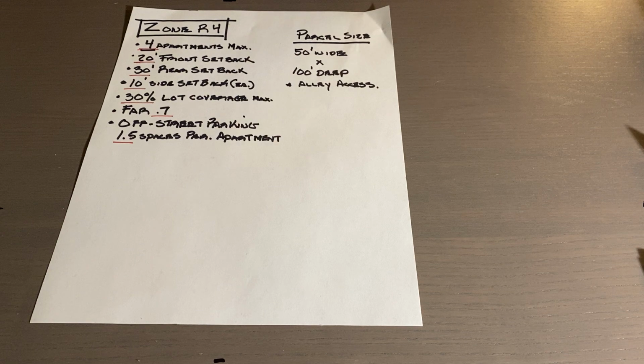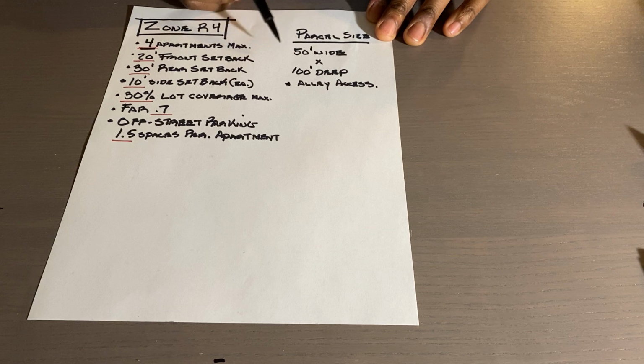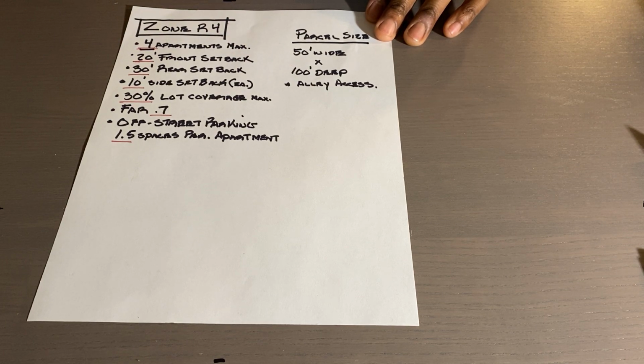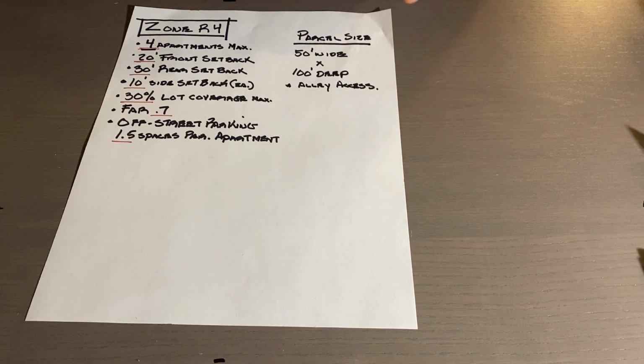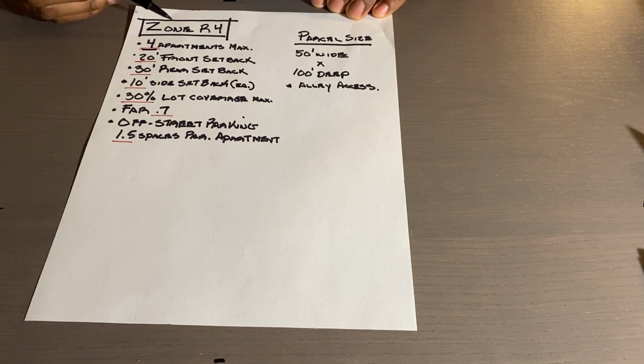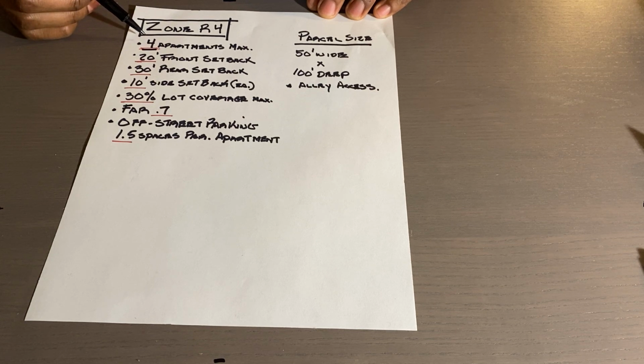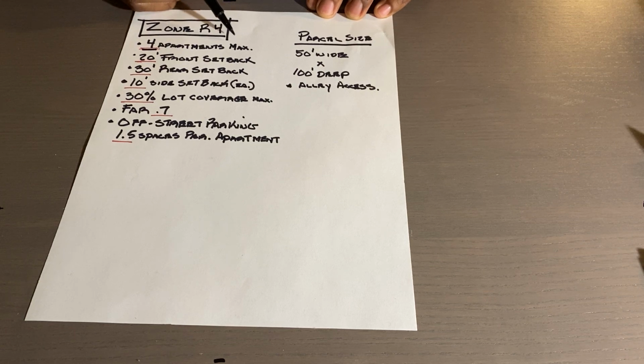So we have a parcel size that is 5,000 square feet, so 50 feet wide by 100 feet deep. It has alley access in the back, as well as a public right-of-way main street, or primary street, in the front. So it's a mid-block parcel, not a corner lot. And this particular zone, we're going to call it R4. Within this hypothetical zone, you are allowed to do up to 4 apartments max, so 4 units.